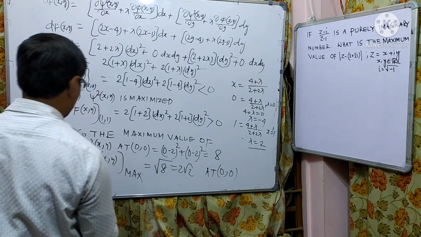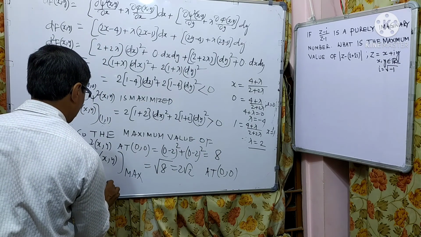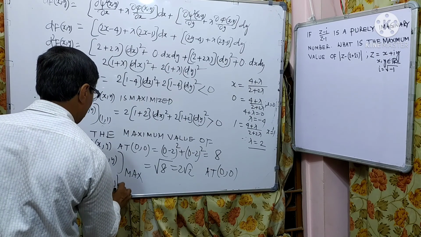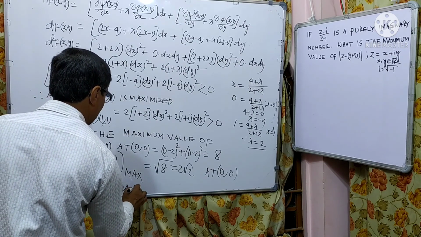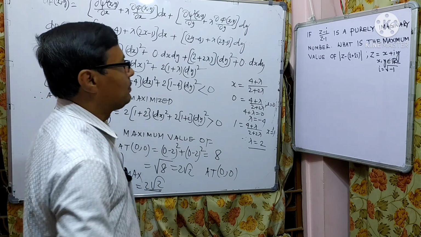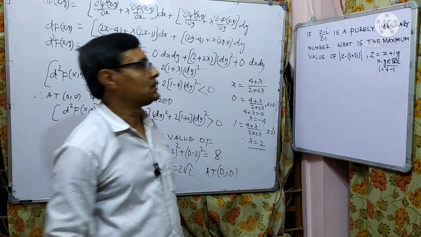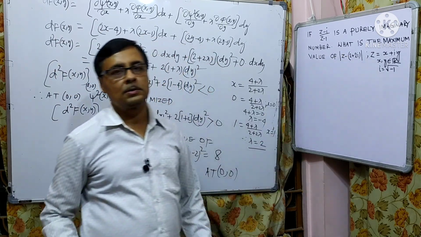Psi x y means the maximum value of modulus z minus 2 plus 2y, max equal to 2 root 2. This is the maximum value of our objective function modulus z minus 2 plus 2y.